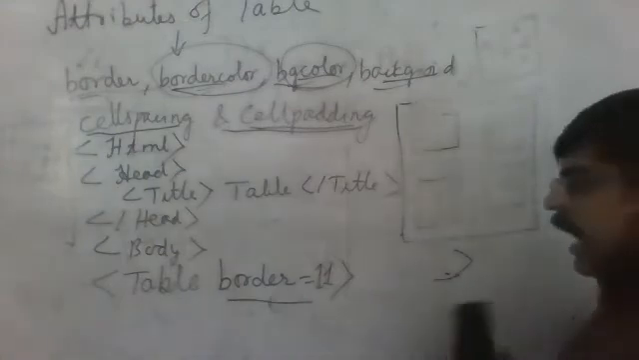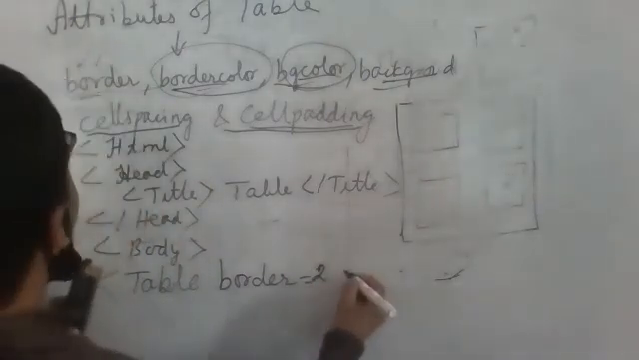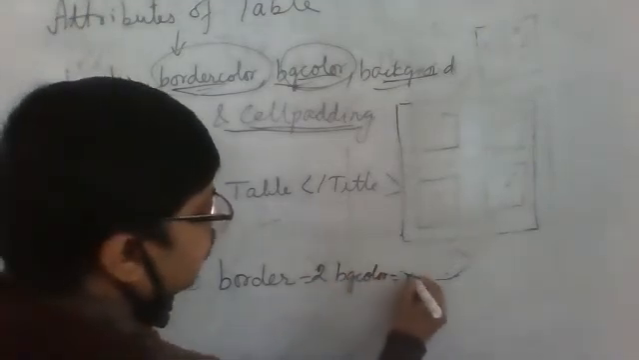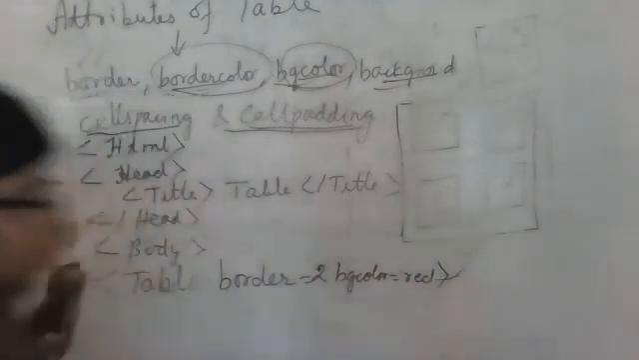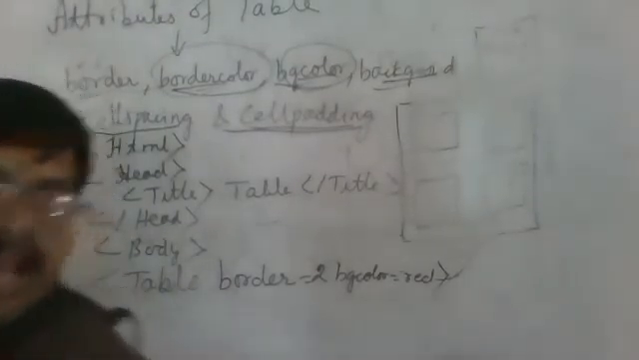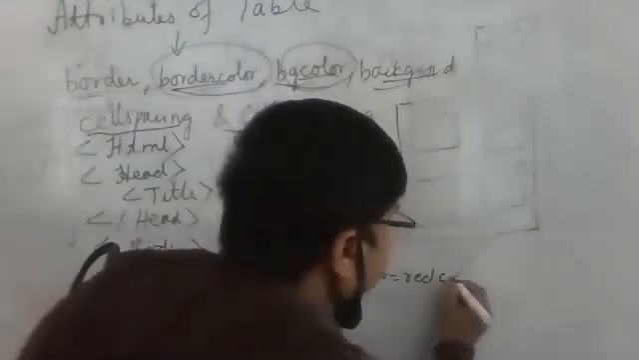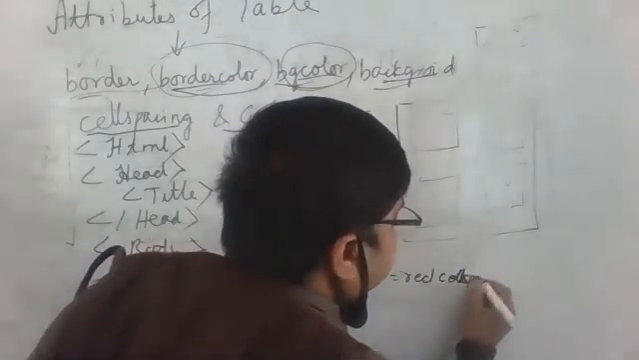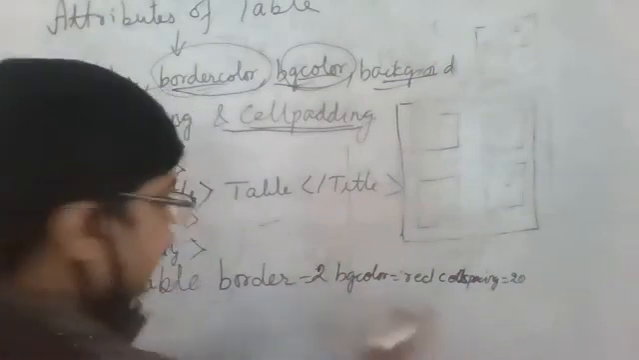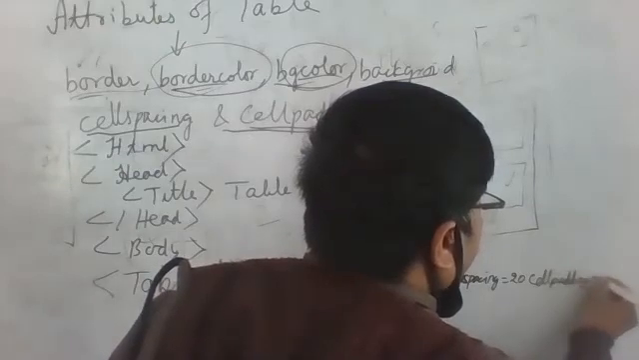But I want my border to be 2 and bgcolor should be red. Only this part. I want to specify the cell spacing and cell padding. So that also you can specify: cell spacing equal to 20, cell padding equal to 30.